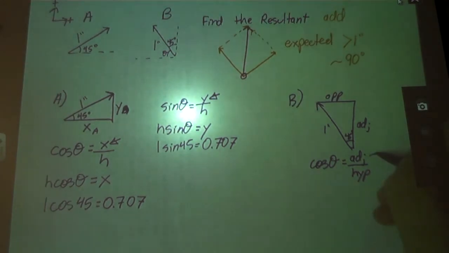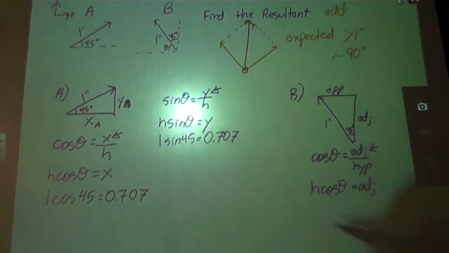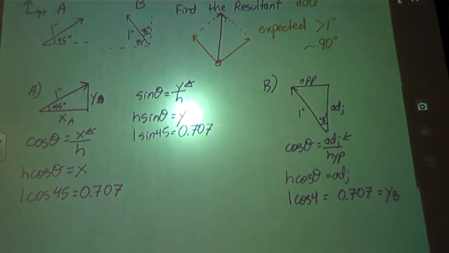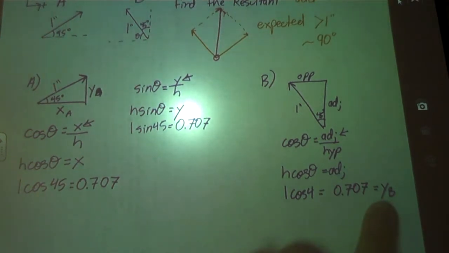I'm looking for the adjacent side, so I'm going to rearrange it. Plug in the numbers we have. And since this is weird, I'm going to make myself a note that that is actually the y of my vector b, because otherwise I will forget. In physics, you'll learn very quickly, label everything, because you will forget.